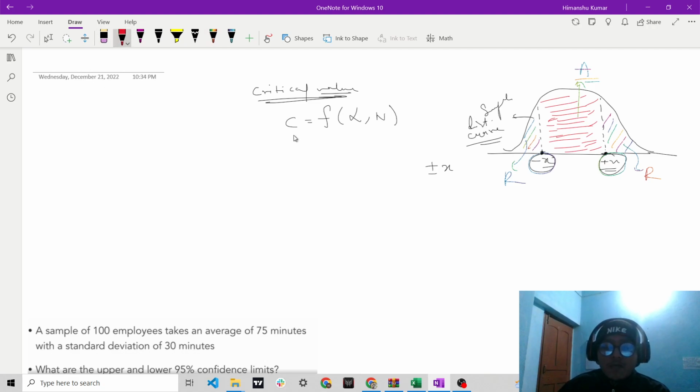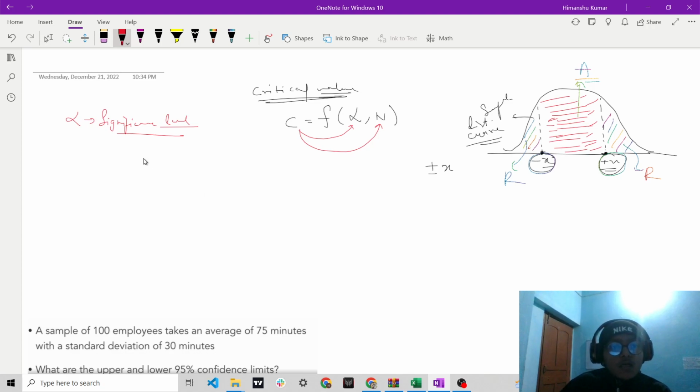For that, we have to understand that the critical value depends upon two factors, alpha and n. So what is alpha? Alpha is the significance level. What is the significance level? Significance level is defined as the probability of risk that our null hypothesis will be rejected.